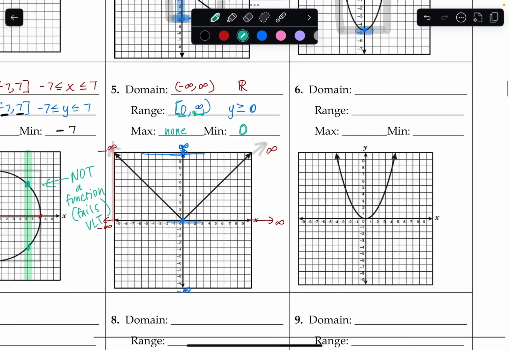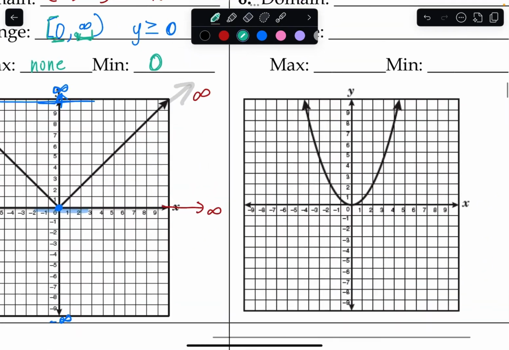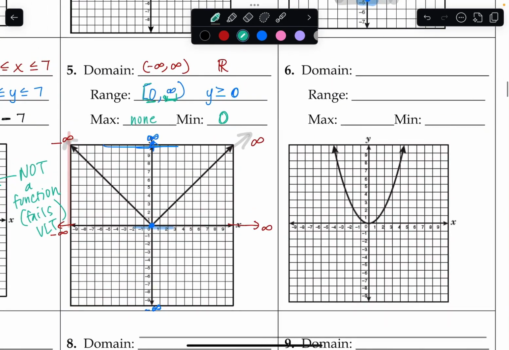Okay. Number 6 is the exact same thing we just did, only instead of a V shape, it's a U shape, but all the same answers.